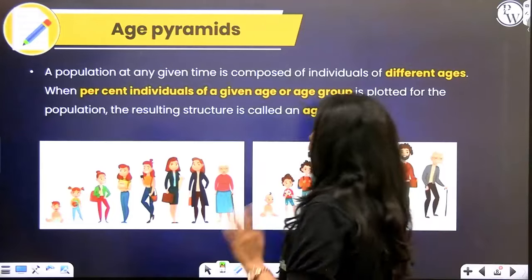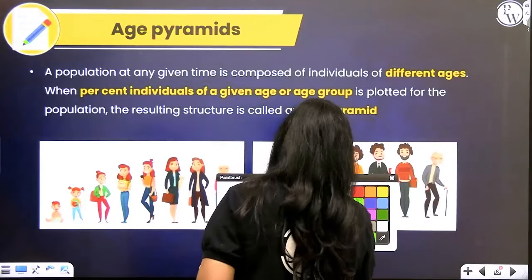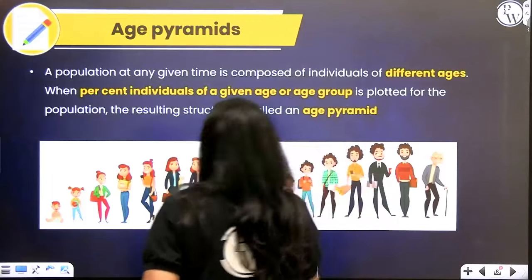Now, there's something called age pyramids that we have to learn about. What are these age pyramids?